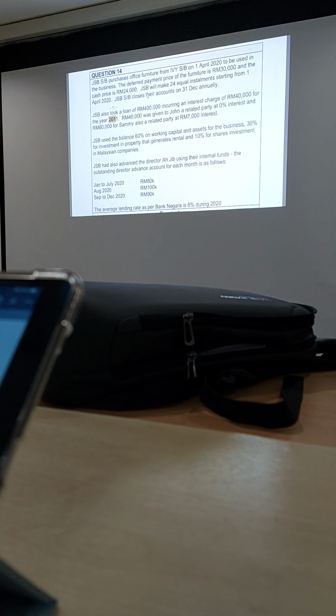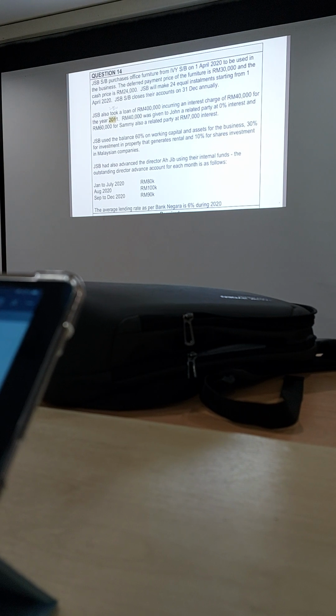Okay. 40,000 is given to John, a related party, at 0% interest rate, and 60,000 to Sammy, a related party, at 7,000 interest. JSB used the balance: 60% for working capital and assets for the business, 30% for investment property that generates rental, and 10% for share investment in a related company. Okay, now.